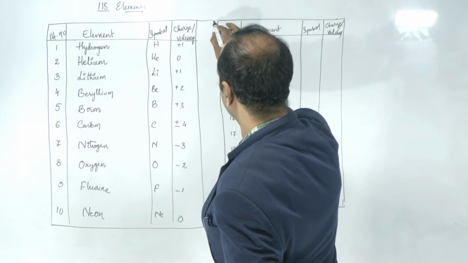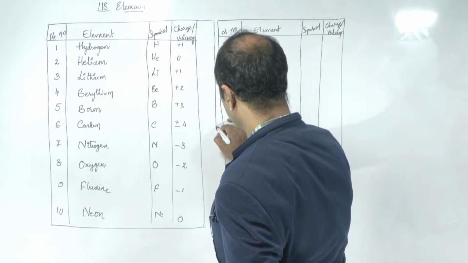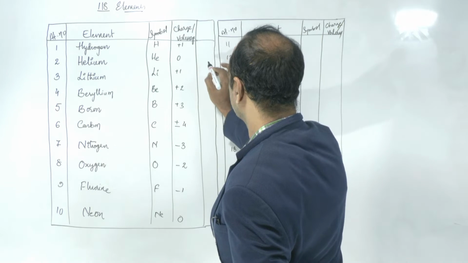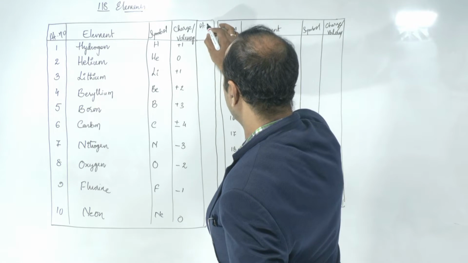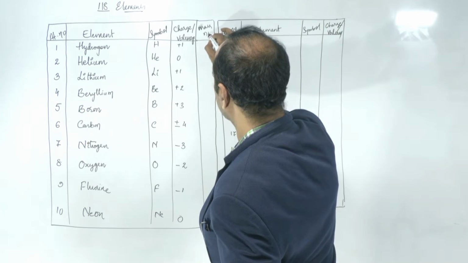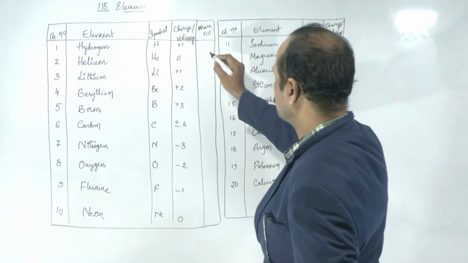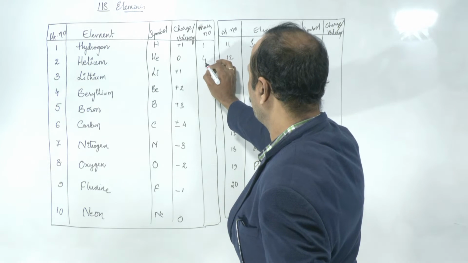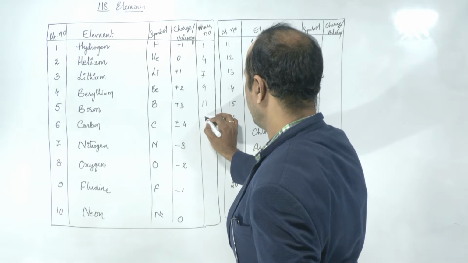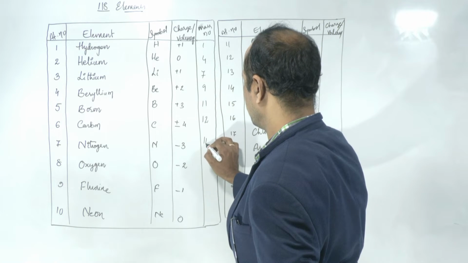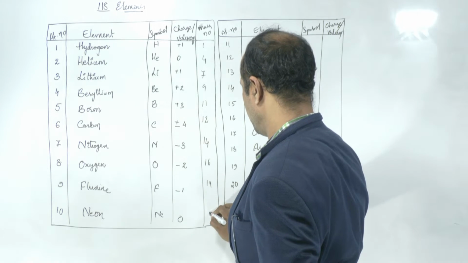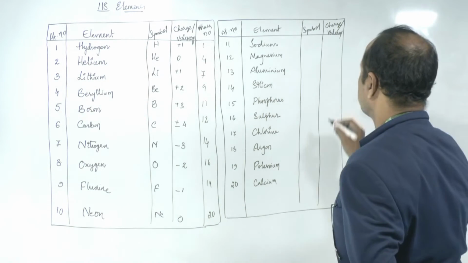At a time we can complete the masses also. Atomic mass also I'll give. You write here atomic mass or mass number. Better to write mass number. Mass number also, right? Hydrogen is 1, helium 4, lithium 7, beryllium 9, boron 11, carbon 12, nitrogen 14, oxygen 16, fluorine 19, neon 20, and your symbols I didn't write now.